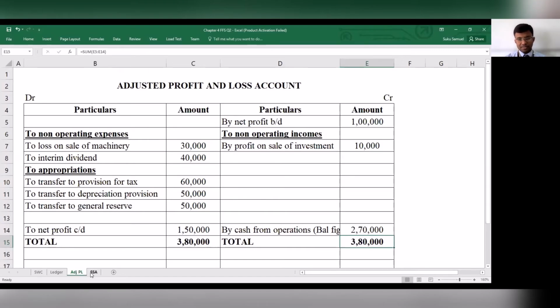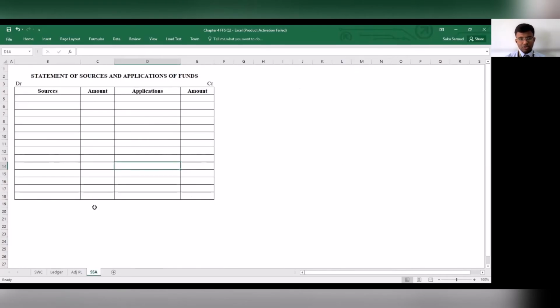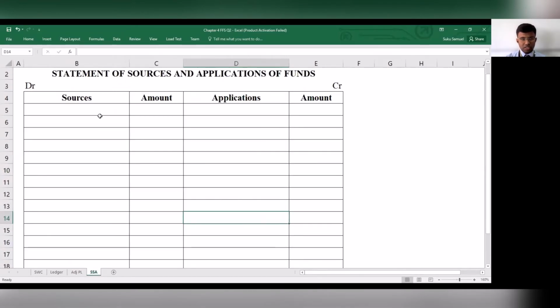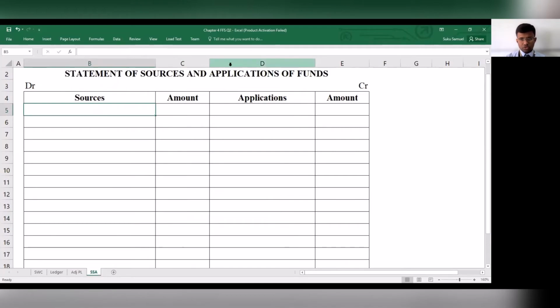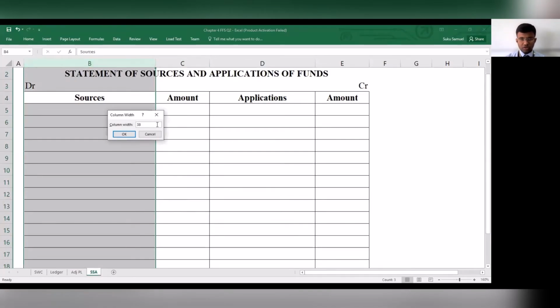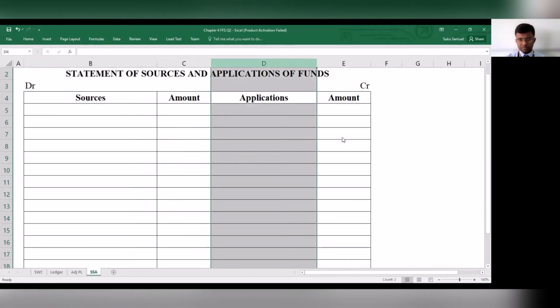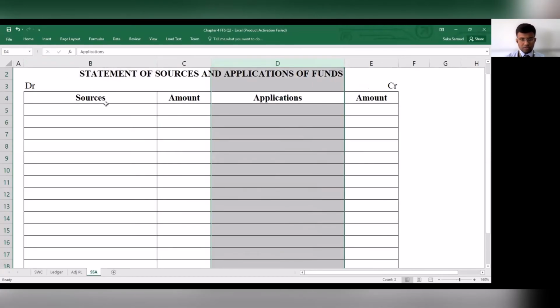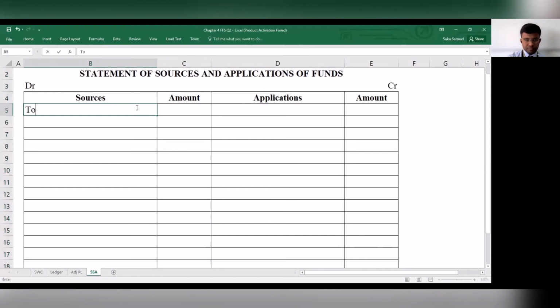Now, the next and final statement that we have to prepare is the statement of sources and application of funds. Okay, so let's go about with the preparation.